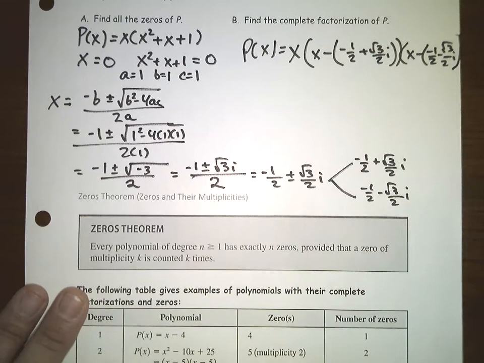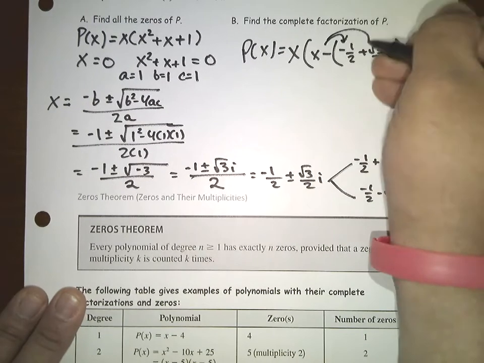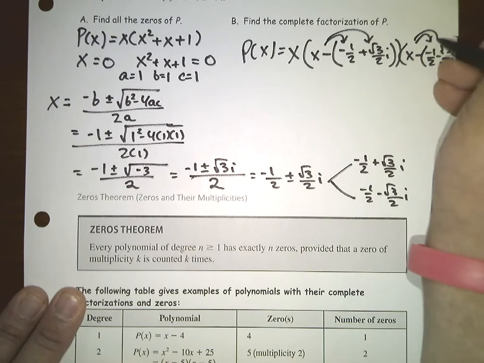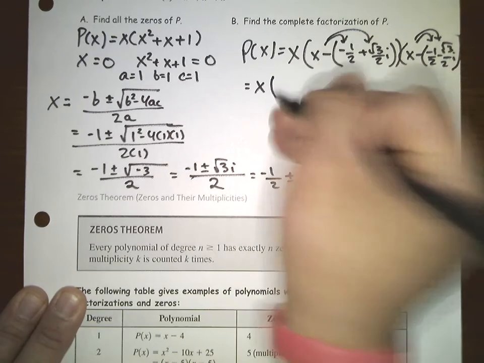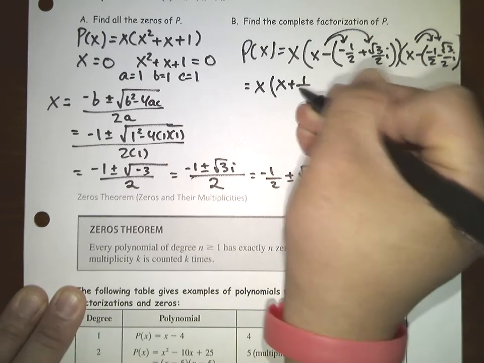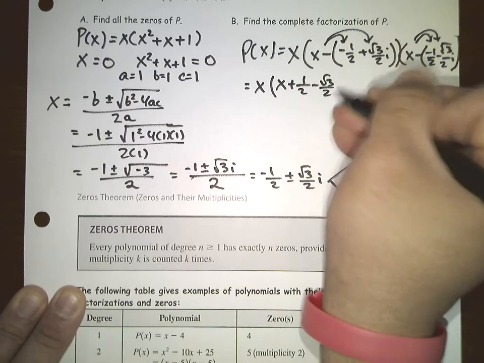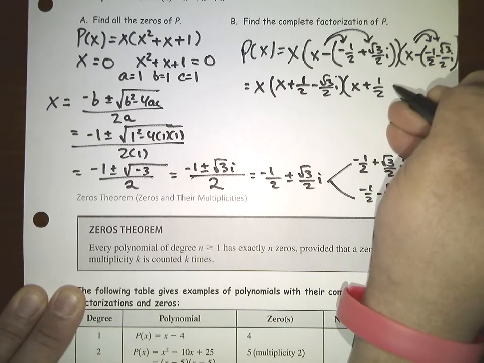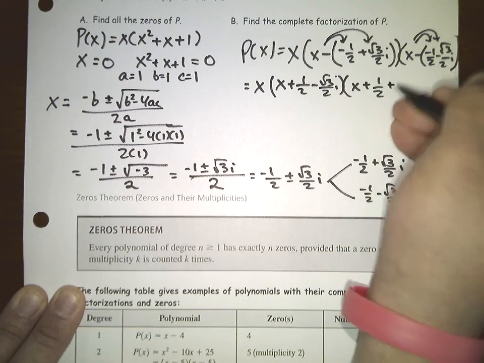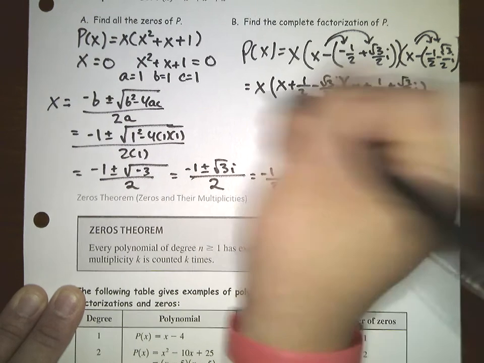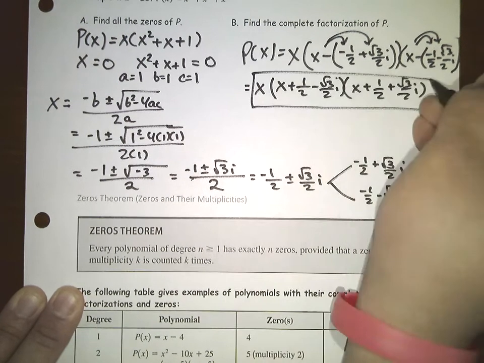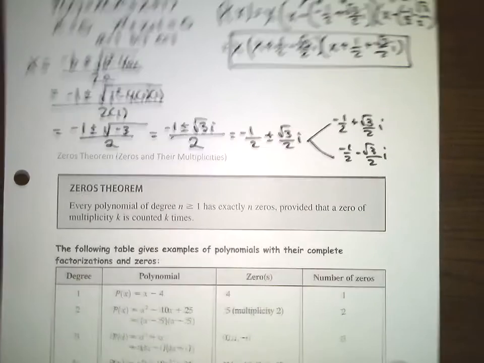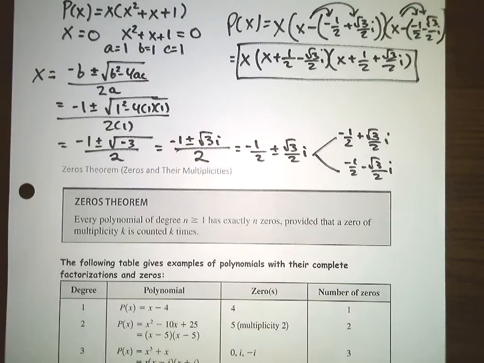And then if you want to distribute the negatives, you can, but you don't have to. So I would have X times X plus 1 half minus square root of 3 over 2 i, and X plus 1 half plus square root of 3 over 2 i. So there would be the complete factorization of P of X in this case.